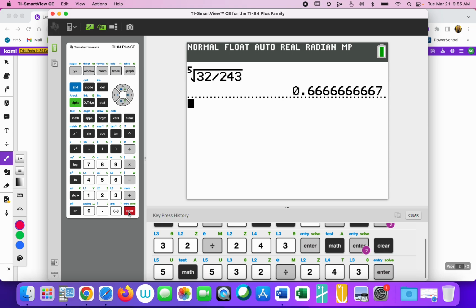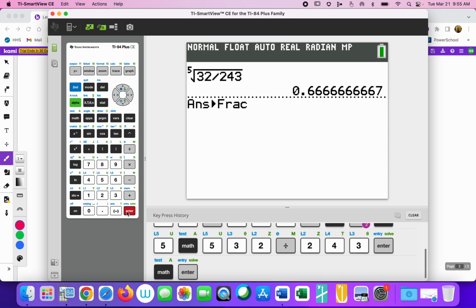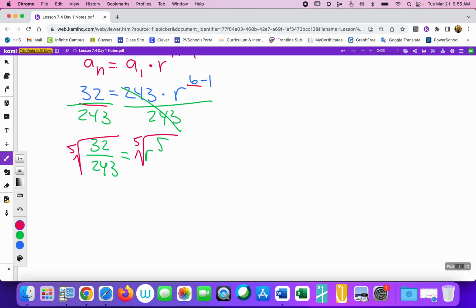It will give you a decimal, turn it back into a fraction, which would be 2/3. Or the fifth root of 32 is 2, and the fifth root of 243 is 3. So you can do them separately if you want to do that too. So 2/3 equals r. Is that what you're being asked for? No, but it's going to help you figure out what you're being asked for.